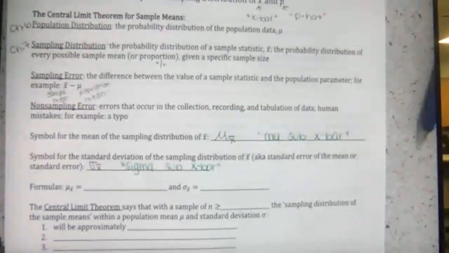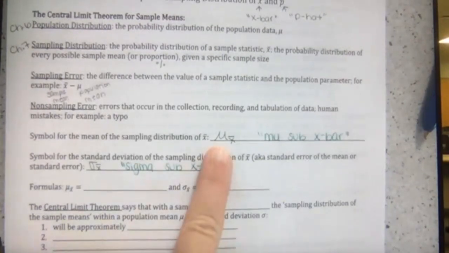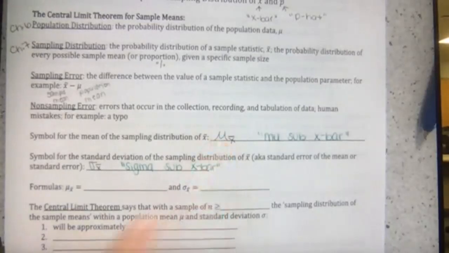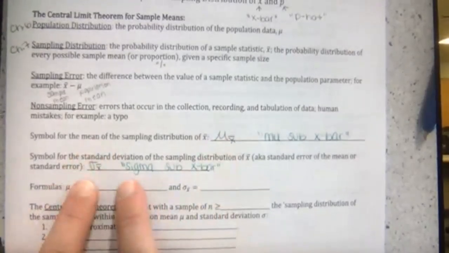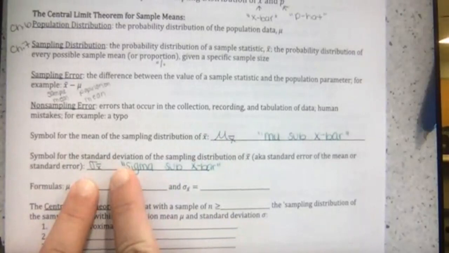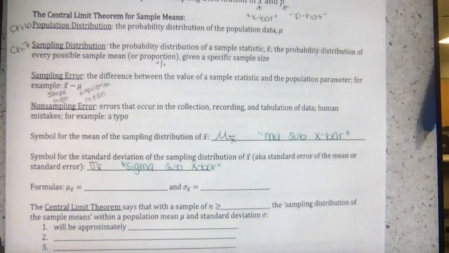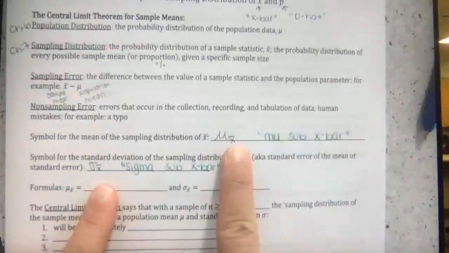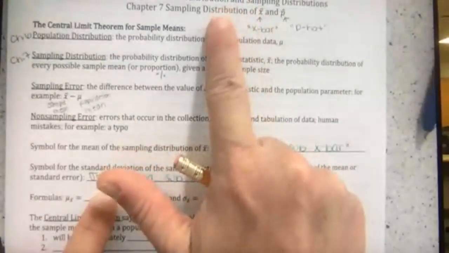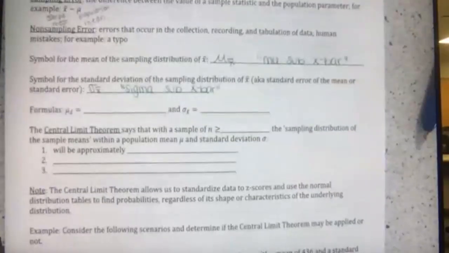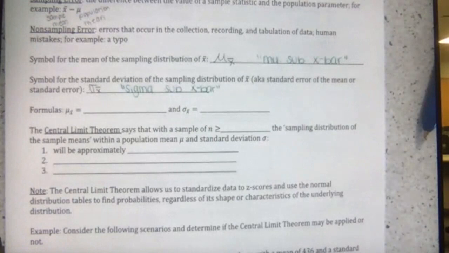So mu is for our population mean. This is talking about the mean, and sigma is for our standard deviation, which is normal, but the little X bar just tells us that it's a sampling distribution. Sampling distribution is what we're going to talk about in this chapter. Thank you for bringing that up. Anything else?